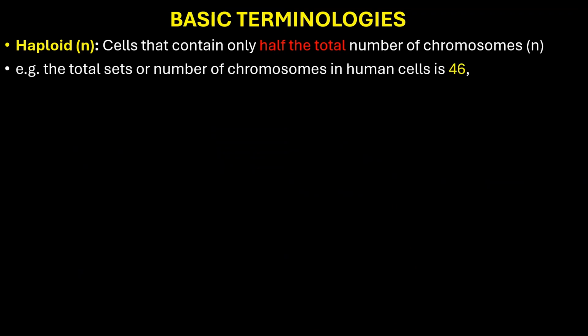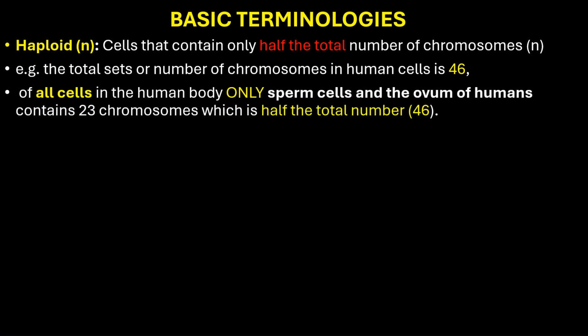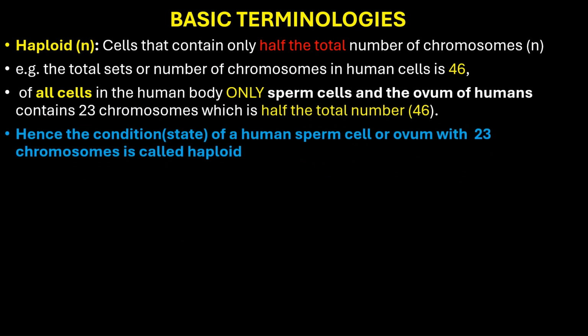Example, the total number of chromosomes in a human cell is 46. Of all cells in a human body, only sperm cells and the ovum contain 23 chromosomes, which is half the total number, 46. So that is the reason why. Hence, we can say the condition or state of the human sperm cell or ovum with 23 chromosomes is called haploid. So the word haploid is always stated in terms of number of chromosomes.